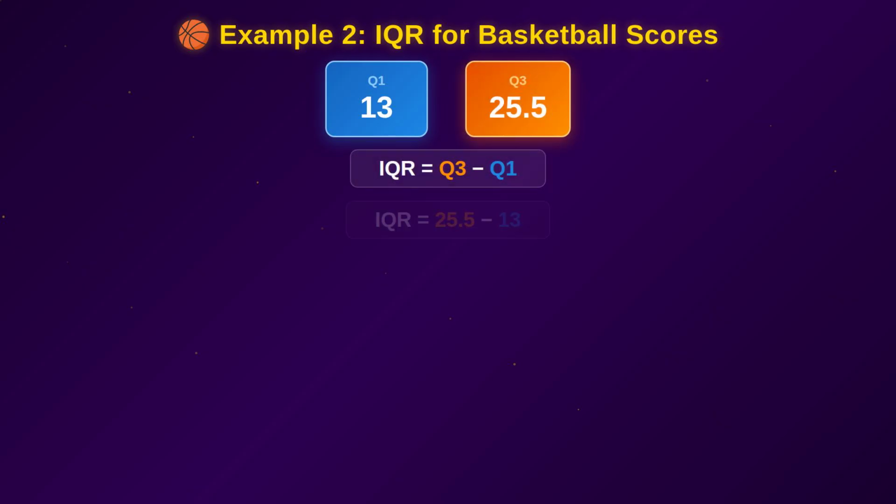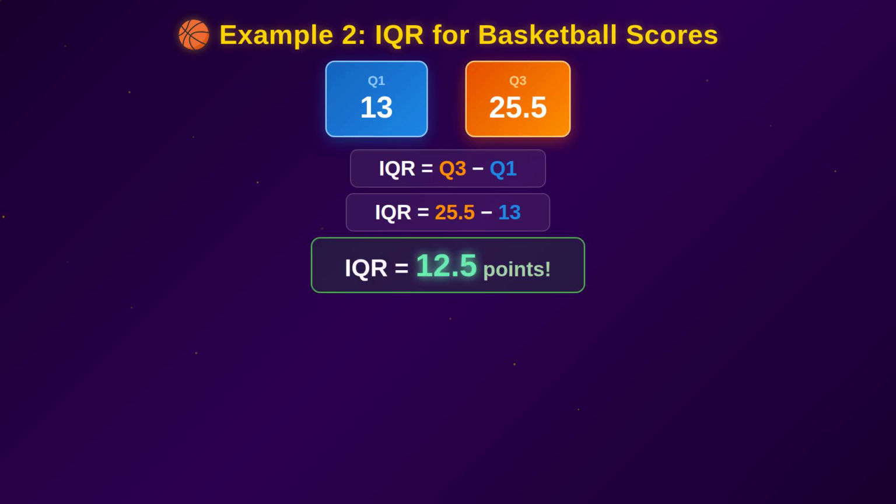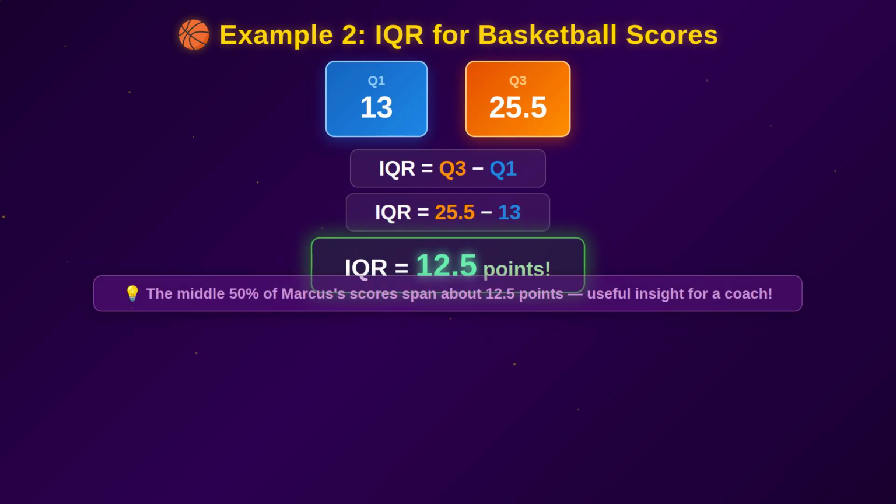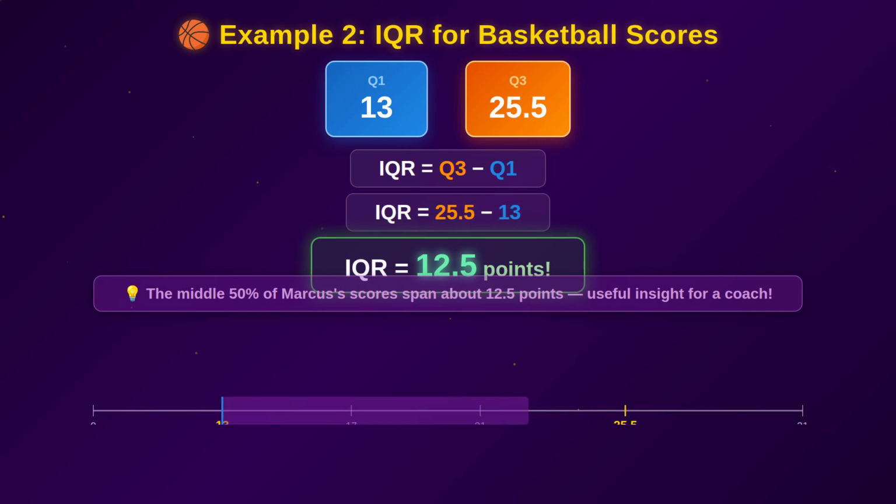Now Marcus can find the IQR for the basketball scores. Q1 is 13, Q3 is 25.5. Plug into the formula. IQR equals Q3 minus Q1. That's 25.5 minus 13, which equals 12.5. The IQR is 12.5 points.